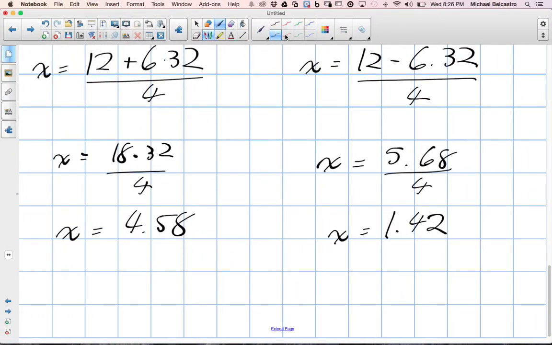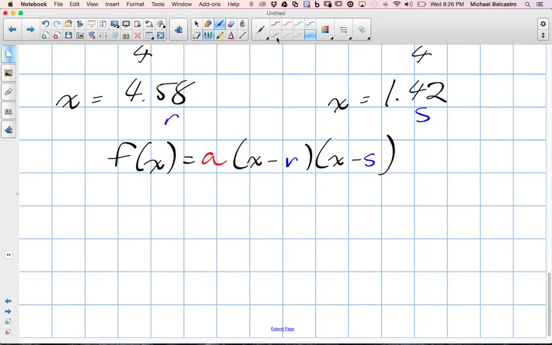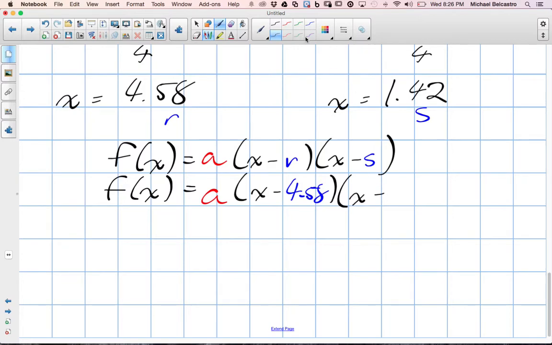And let's say, just to add to it, I want to put it in factored form. Equal to a times x minus r, x minus s, okay? And these x-intercepts are essentially our r and our s. How would I write my factored form of this? Let's say we don't know what the a is. What do I do with the brackets? x minus 4.58. Yeah, 4.58. And then x minus 1.42. Perfect. So we just plug those directly in.